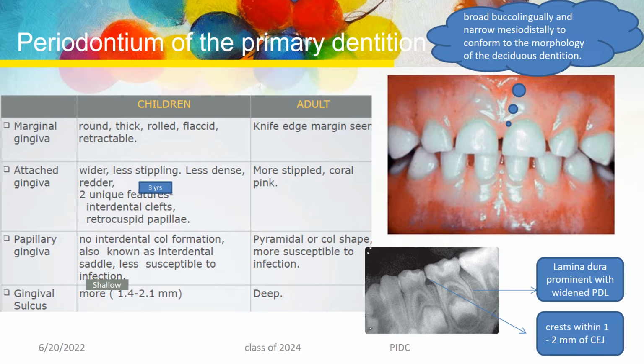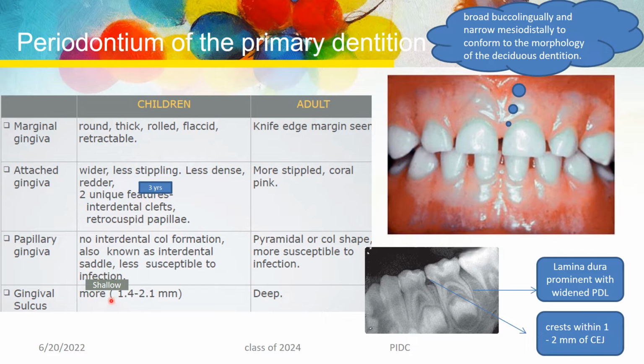Next, coming on to the papillary gingiva, that is the area in between the teeth. There is no interdental col formation as seen in the case of adults. Since there is no col formation, this area is less susceptible to infections. Whereas in case of adults, there is a pyramidal or col-shaped formation present between the teeth, and therefore this forms a saddle where food gets accumulated, and this area is more susceptible to infection.